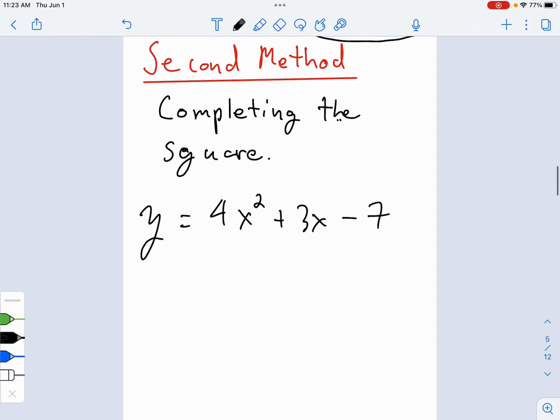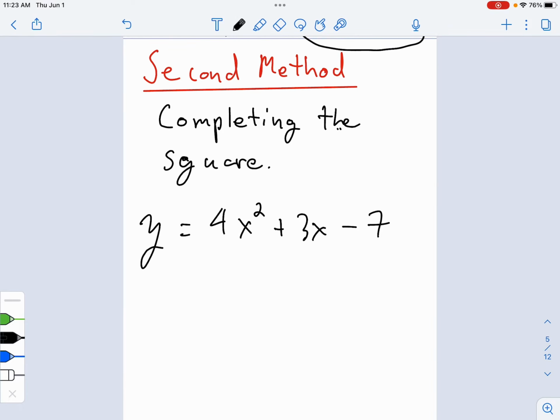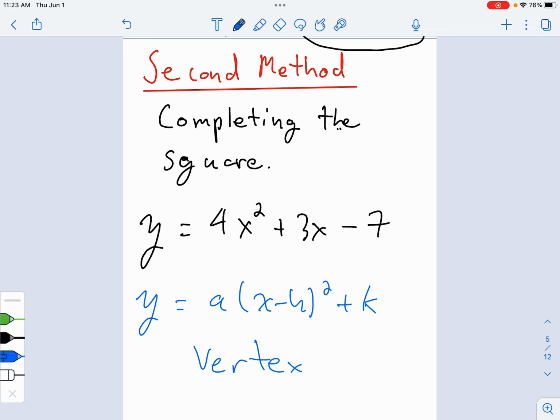All right, so today we'll be going over the second method of graphing a parabola, which is by completing the square. And the point of completing the square is to get your equation that you see here in the form a times (x minus h) squared plus k.